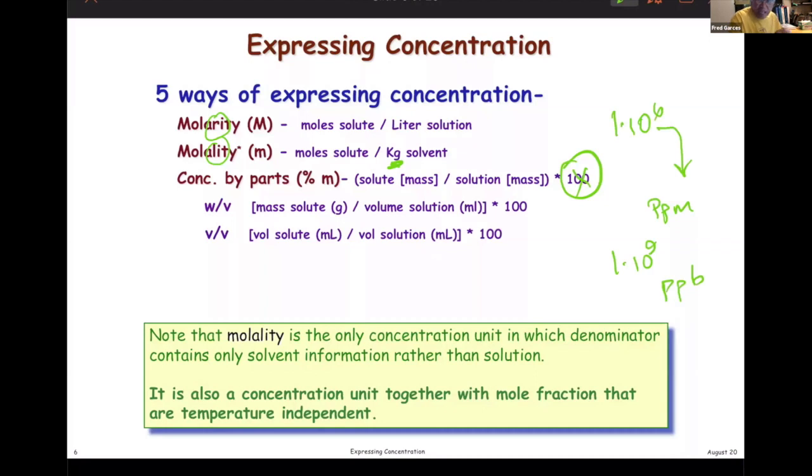But if you know how to calculate percent, it's a no-brainer in terms of expressing it in ppm, because all you're doing is changing this multiplier from 100 to 1,000,000 or 100 to 1,000,000,000. That's the only thing that you are doing. You're taking the solute over the solution, whether it's mass or volume, volume or volume. You're taking that ratio and you're multiplying it by 100, 1,000,000, or 1,000,000,000. So it's not hard to do those types of calculations, and you're not learning anything new.